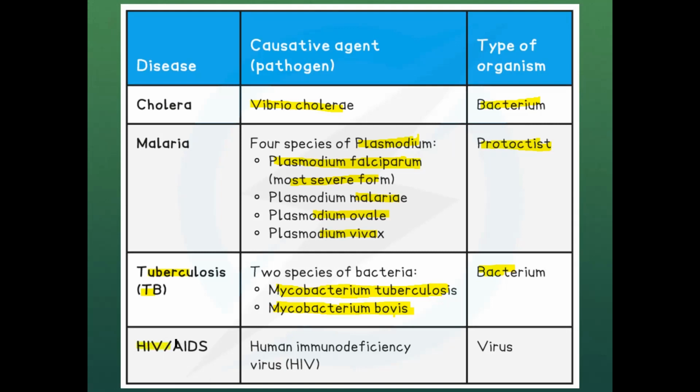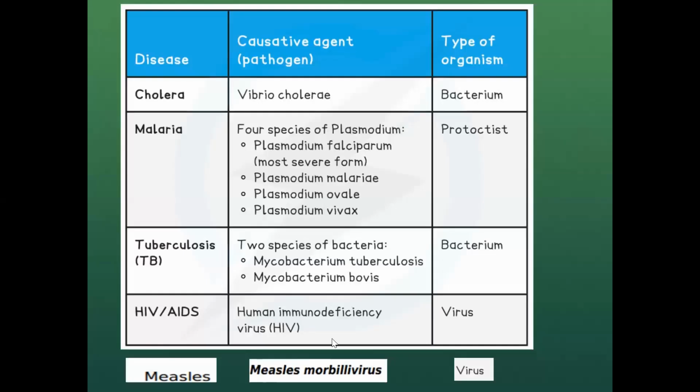Then HIV/AIDS, it's human immunodeficiency virus. That's the name of the virus, and definitely a virus does not fall into the category of either prokaryote or eukaryote, right? So it's human immunodeficiency virus, right? And besides that, we'll be talking about measles as well. So measles is caused by measles morbillivirus.